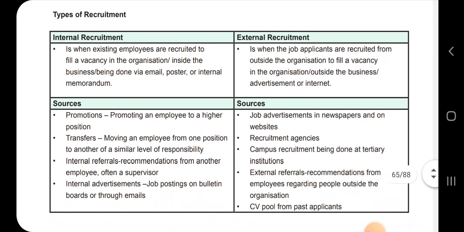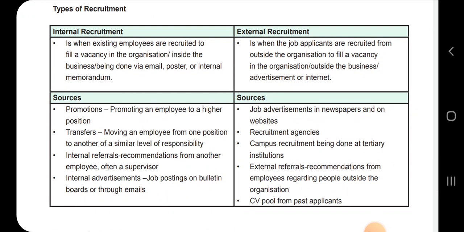Types of recruitment, internal and external. I've already explained internal and external recruitment. The sources of internal recruitment are promotions, transfers, internal referrals, and internal advertisements. So a promotion is someone going from a lower job to a higher one when there's a position. Maybe you were an assistant director, and now you can apply for director. A transfer is moving an employee from one position to another.